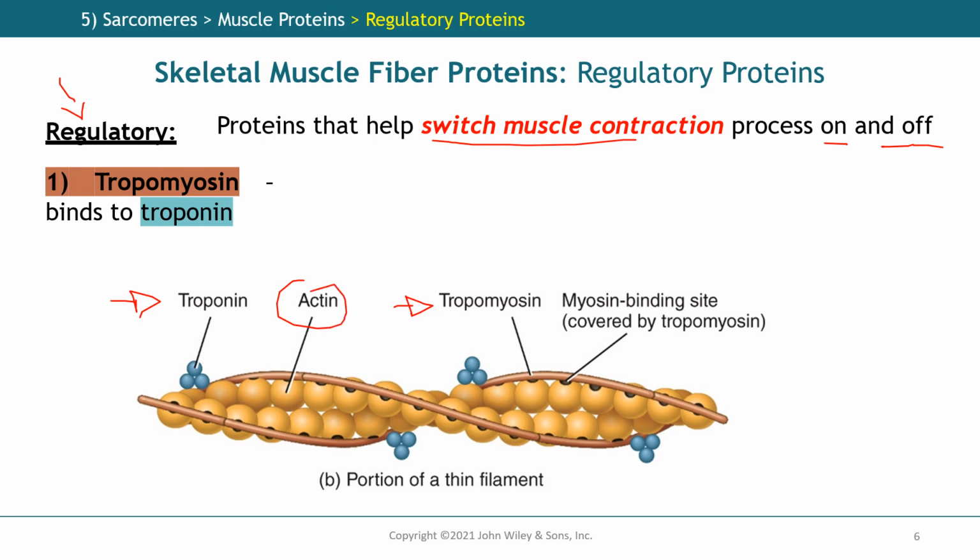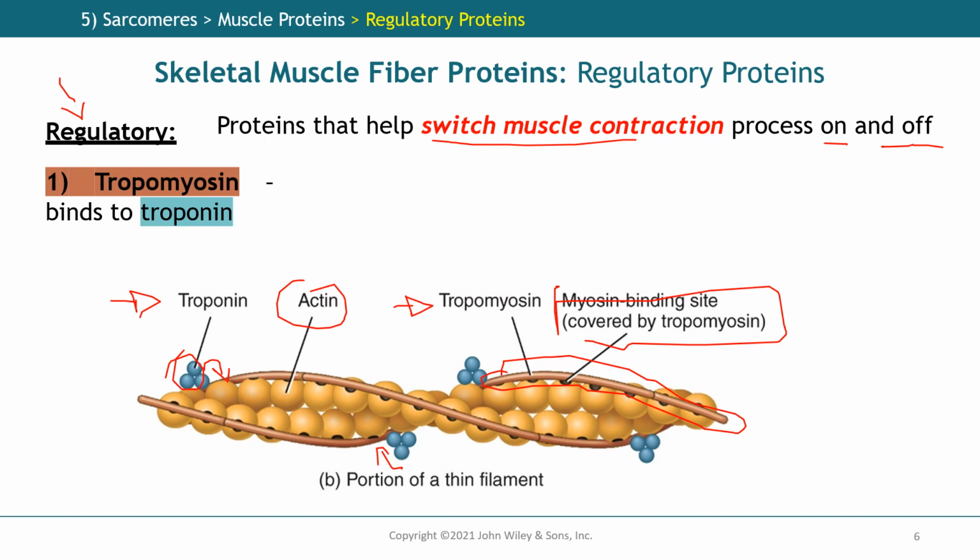How? So if you see, tropomyosin looks like a rope, and is covering what? The actin binding site of myosin. Yeah, and what is troponin doing? Troponin is making sure that tropomyosin is in the right place.